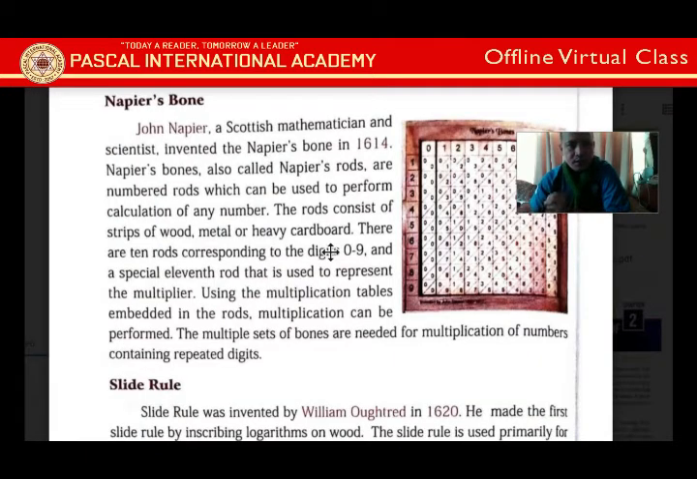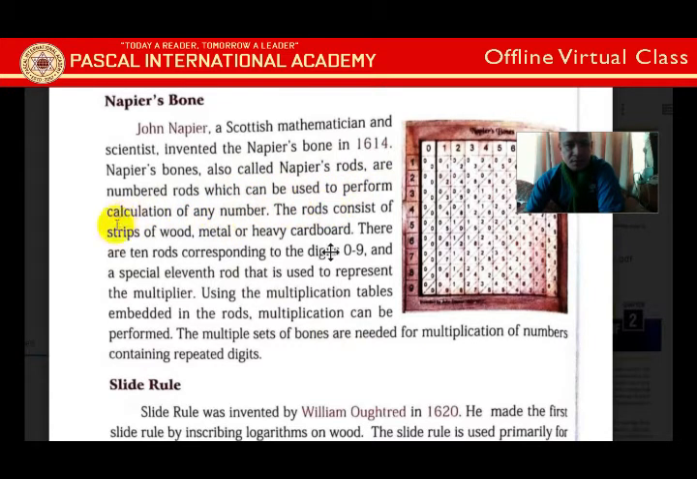Okay, now let's talk about Napier's bone. It was invented by a Scottish mathematician. Scottish means a Scotland citizen, John Napier. He was a scientist, and he invented this Napier's bone in 1614 before Christ. Napier's bone, also called Napier's rod, are numbered rods which can be used to perform calculation of any number.